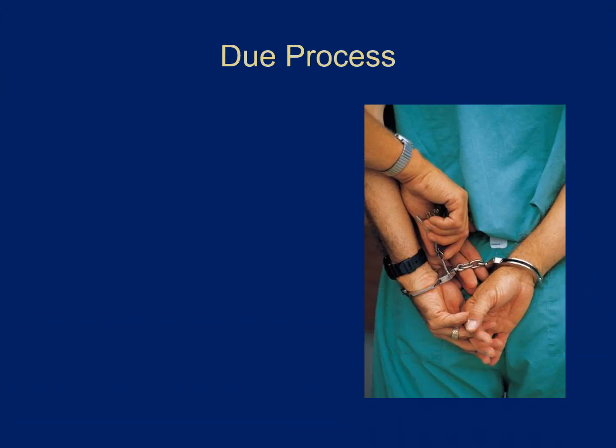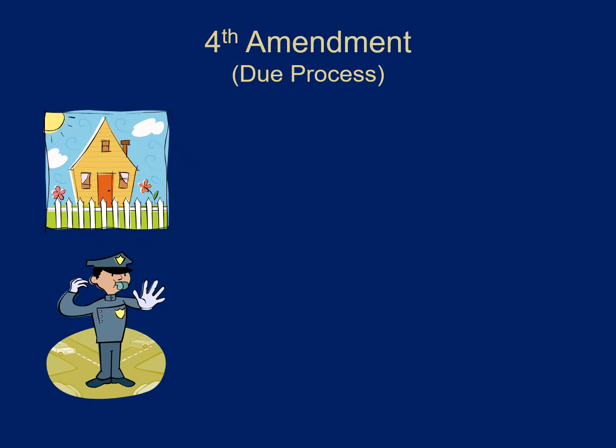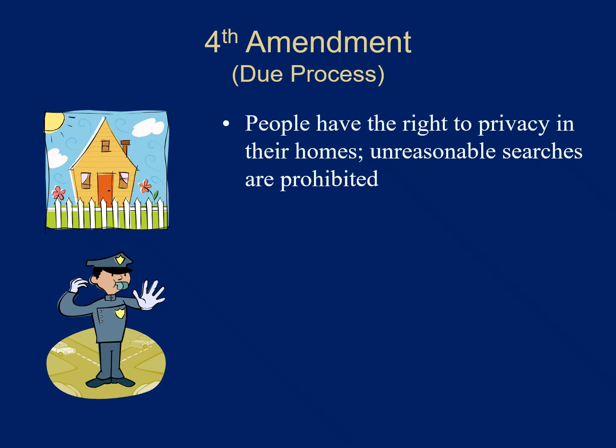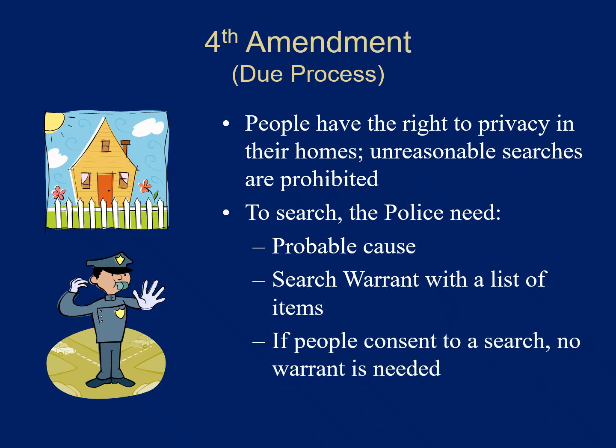Essentially, due process requires the government to follow a set of guidelines or procedures if we are accused of a crime. These rights are found in Amendments 4 through 8. The Fourth Amendment declares that we have the right to privacy in our homes. We have protection against unreasonable searches. However, no single right is absolute. So the police can search our homes as long as there's probable cause. They also need a search warrant. Additionally, if we consent to a search, there's no need for a search warrant, and the police can search our homes or cars.